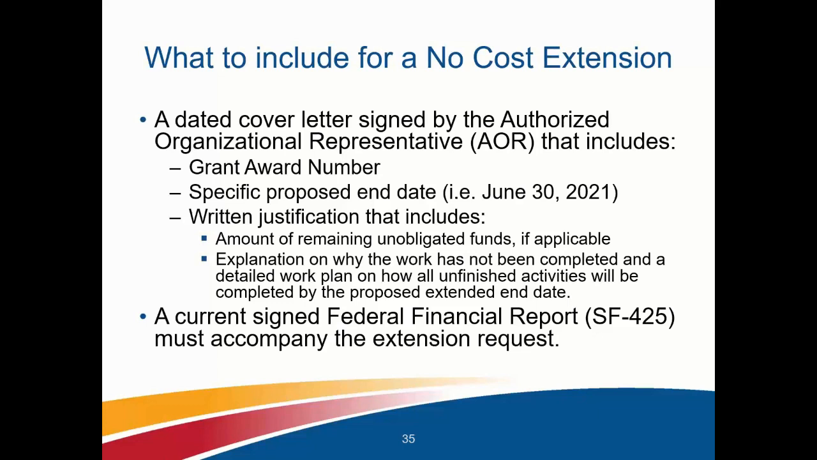You're also going to need to include in your justification an explanation for why the work has not been completed. So in that example I just gave, it took longer than you thought to collect your data, and now that you have the data, you still need to do the analysis. And a detailed work plan on how all of the unfinished activities will be completed by your new proposed extended end date. So that should sound very familiar. You will also need a current signed SF425 to go with that.